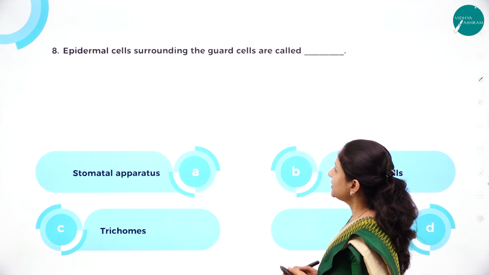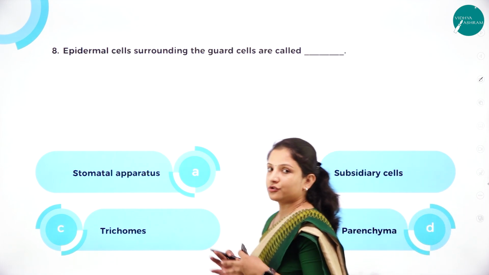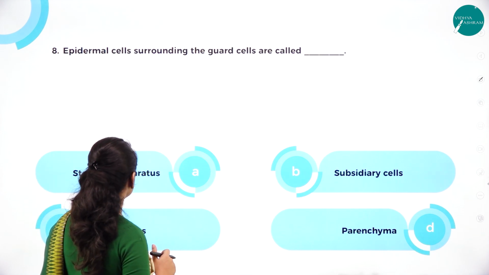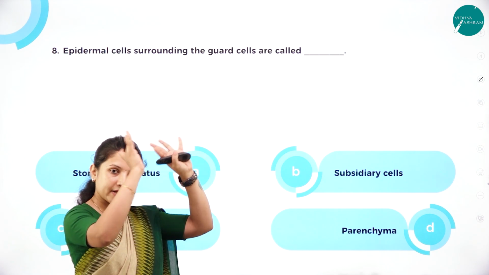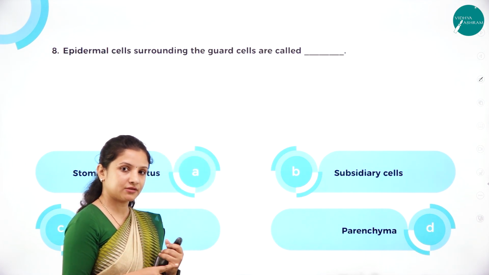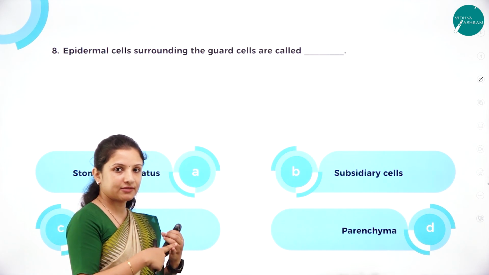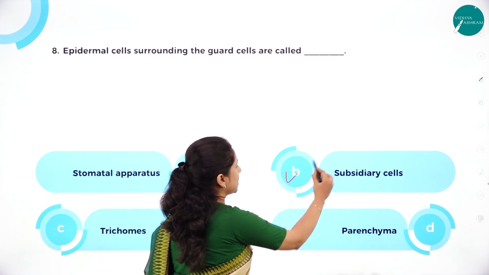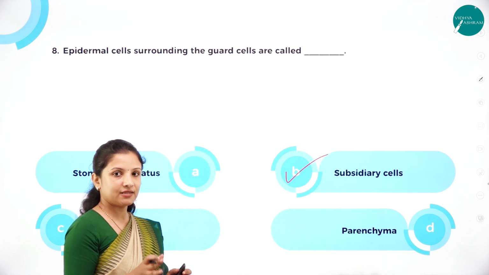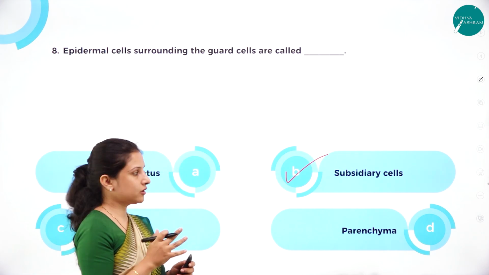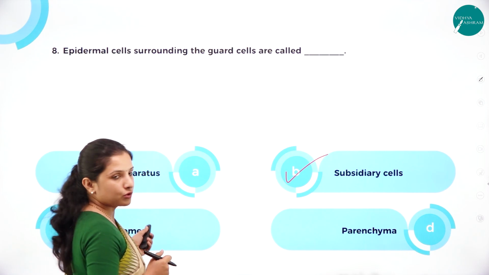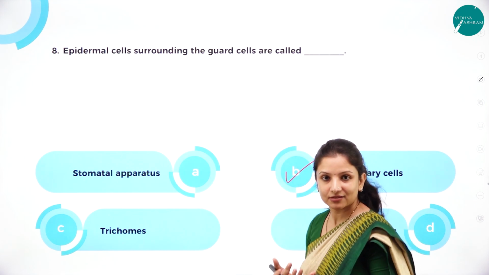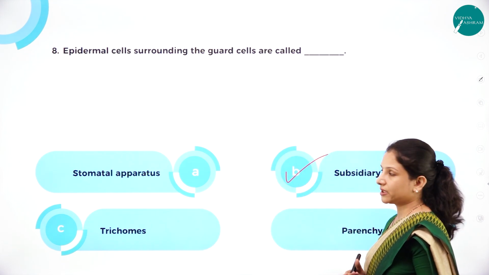Next question. Epidermal cells surrounding the guard cells are called what? There are some epidermal cells which are present right adjacent to or surrounding the guard cells. They are called... Stomatal apparatus, no. The entire stomata we call a stomatal apparatus, which consists of the subsidiary cells, the guard cells and all that. So that option is wrong. It's the subsidiary cells. Those epidermal cells present around the guard cells we call the subsidiary cells. Trichome, no, because trichome is a stem hair. Parenchyma, of course, they are parenchymatous, but there is a particular name for that. It is called subsidiary cells.